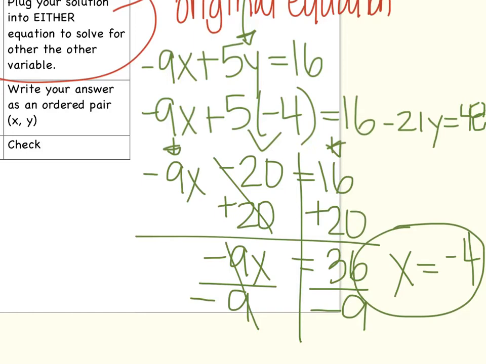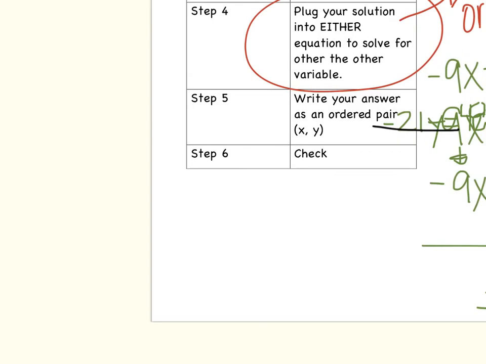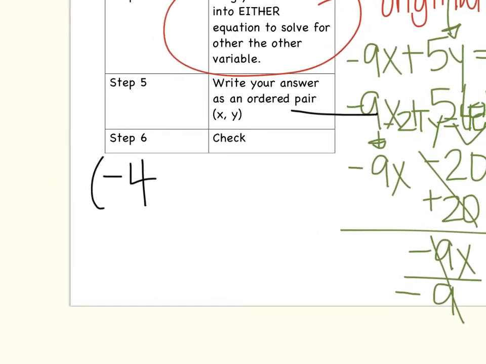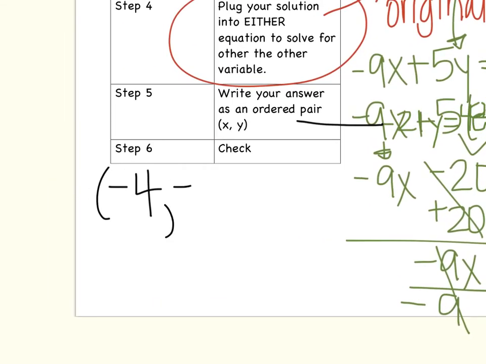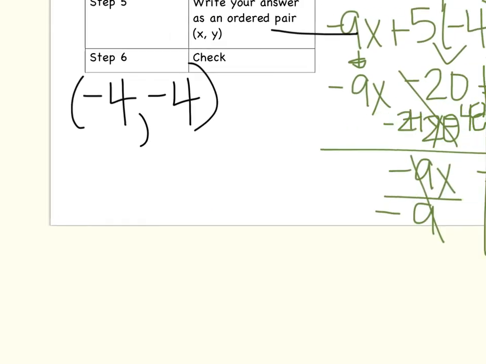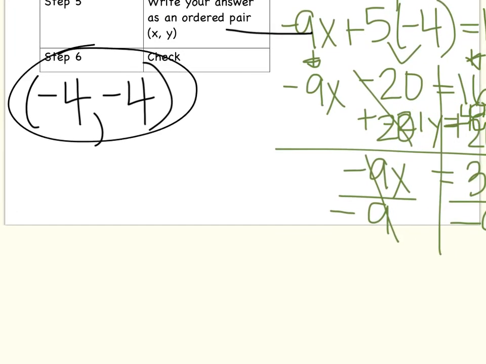So now I know my solution. Again, I have to write it as an ordered pair. My x value is negative 4, and my y value was negative 4. So I have negative 4, negative 4. Now we need to go and do our check. When I do my check, that's the only way I can figure out if this solution is in fact correct.